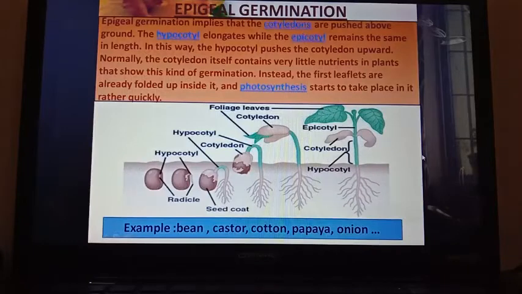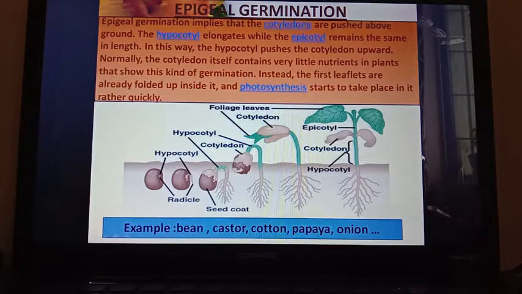Now we are going to discuss the two types of germination. One is epigeal, another one is hypogeal. Here also I have told already epi means up and hypo means down. So in the epigeal germination, the cotyledonary parts come out from the soil. Okay, so cotyledons come out of the soil in the epigeal germination.